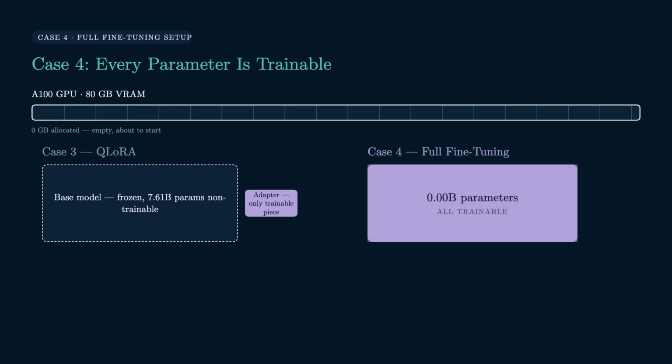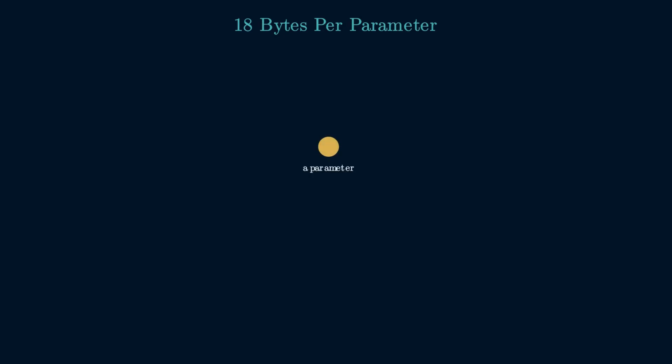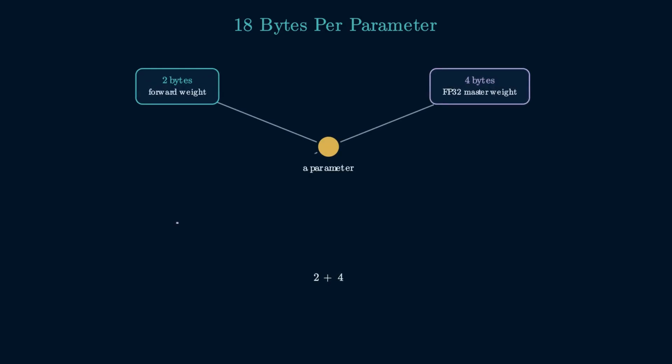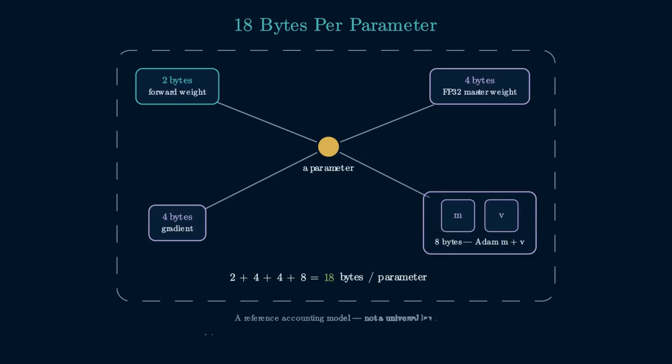Case 4 is dominated by fixed training state, because all 7.61 billion parameters are now trainable and every one of them carries its own gradient and optimizer bookkeeping. In a standard mixed precision layout, each parameter carries 2 bytes for the forward weight, 4 for an FP32 master copy, 4 for its gradient, and 8 more for Adam's 2-moment estimates, 18 bytes per parameter, total. That's a reference accounting model, not a law. Different optimizers, types, sharding and offload all change the real bill.